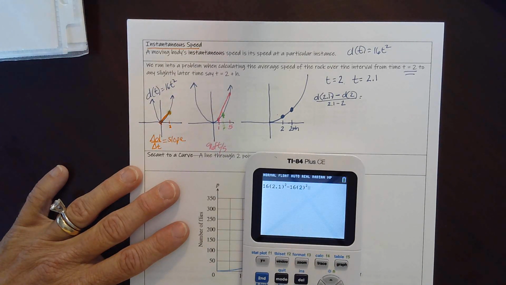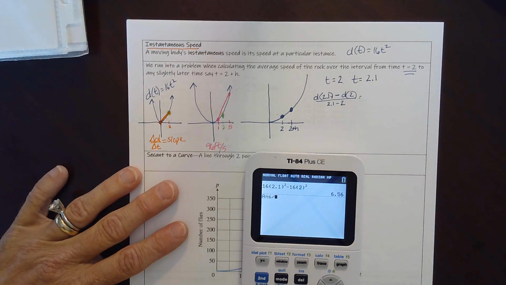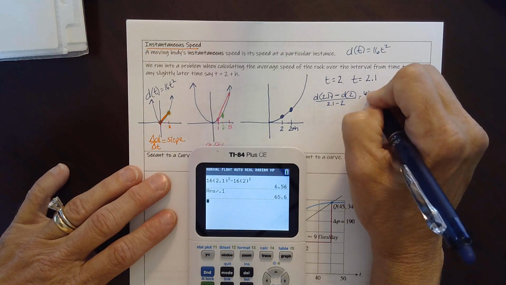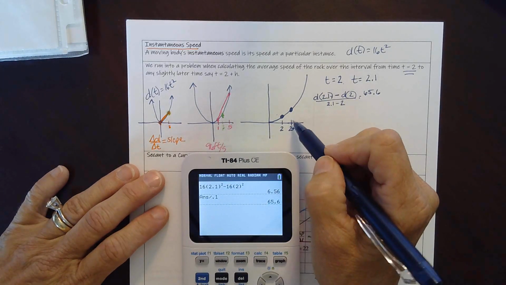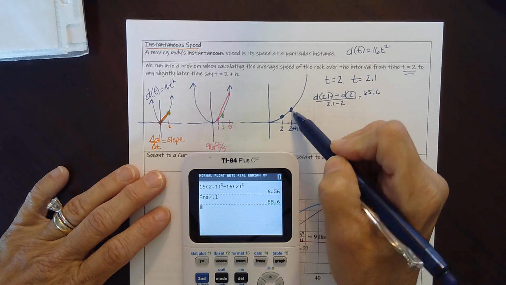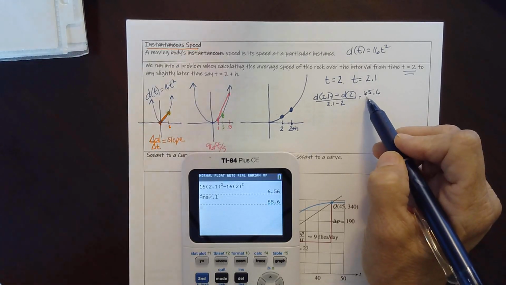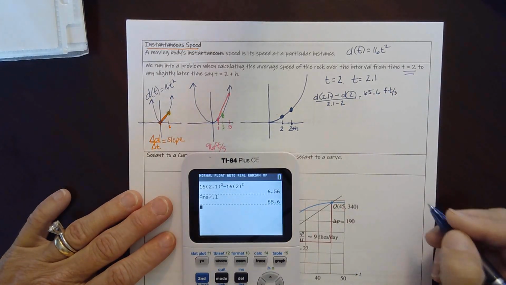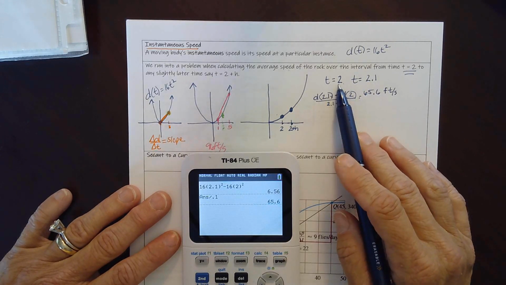That should be the entire numerator. I'm going to press enter, and now I'm going to divide by 2.1 minus 2, which is 0.1. So 0.1, enter. So here I have 65.6. Okay, so if this is 2 and this is 2.1, my average speed, or the average speed of the rock, would be about 65.6 feet per second. But let's see, can we get a time that's even closer to 2?